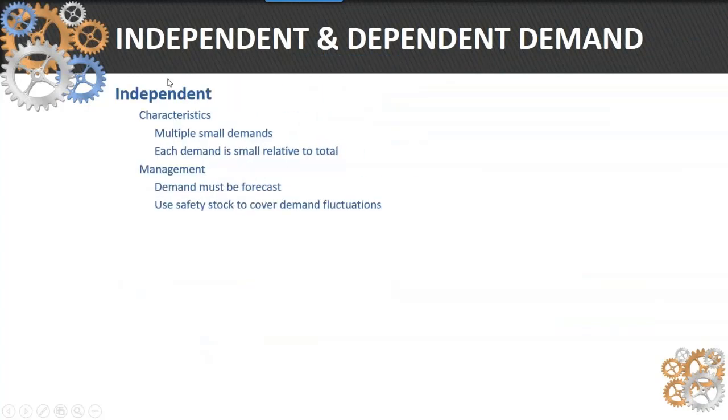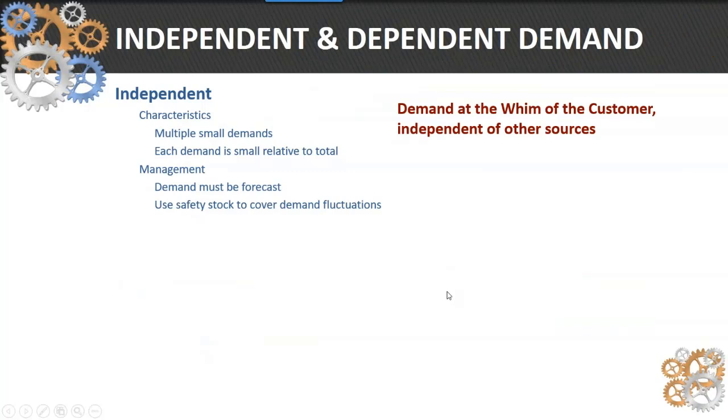There's two concepts in this idea of demand. The first is what is called independent demand. Independent demand is basically demand that is at the whim of the customer.